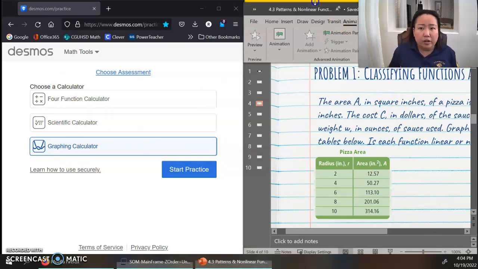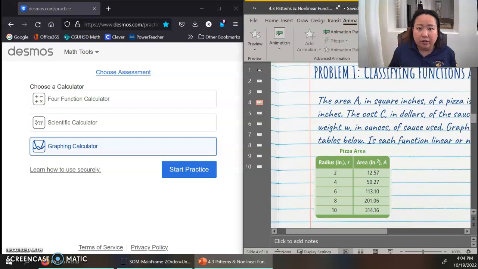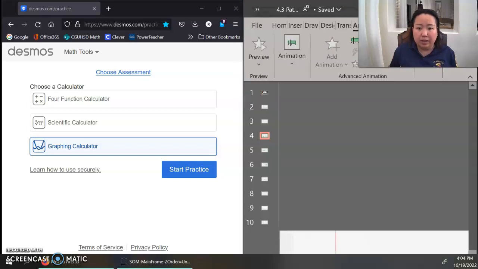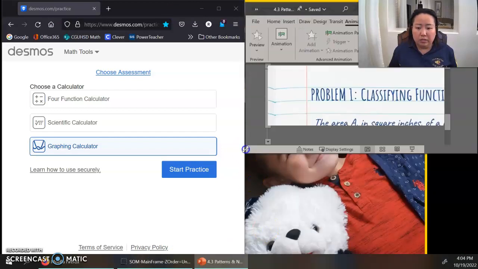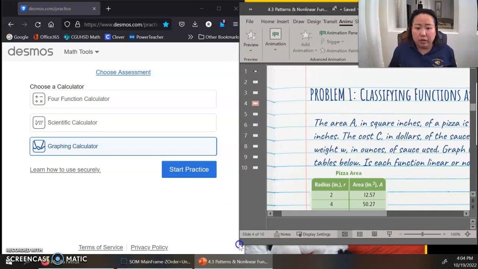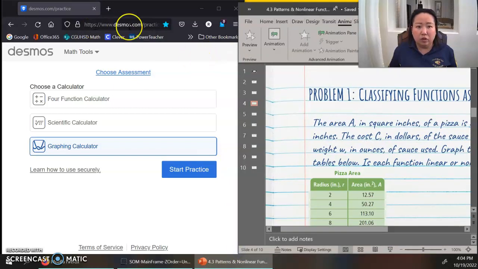So for those of you who are not yet familiar, the graphing calculator that we will be using for our class is desmos.com/practice. So what you need to do is go to your browser and then type in desmos.com, then you do the slash and then the word practice.